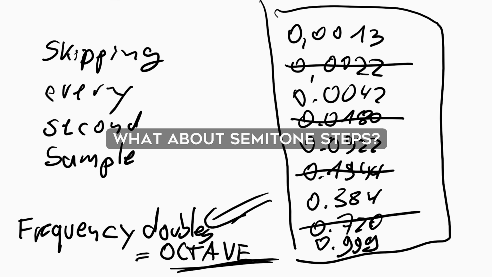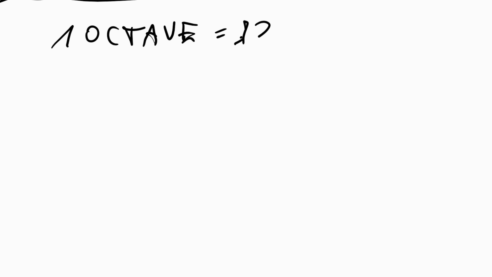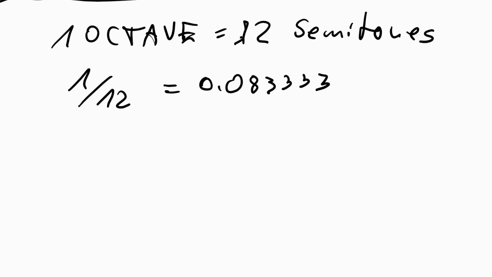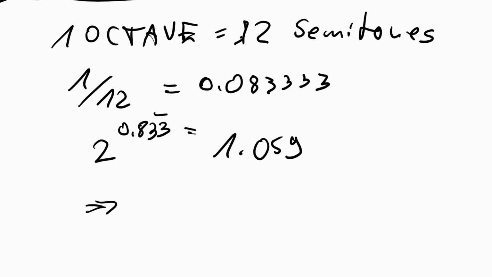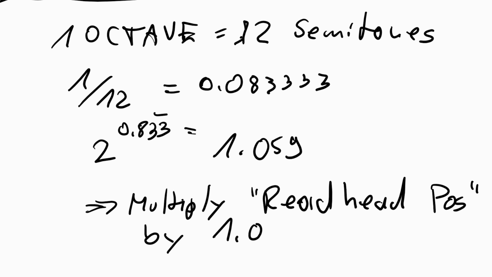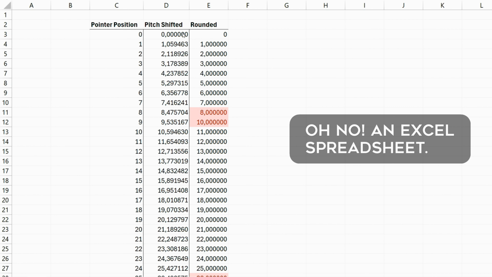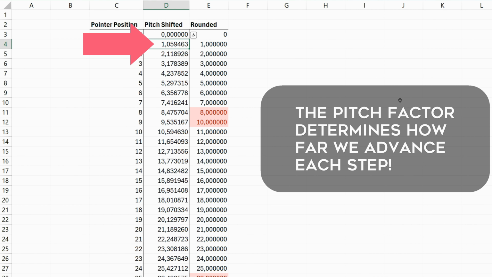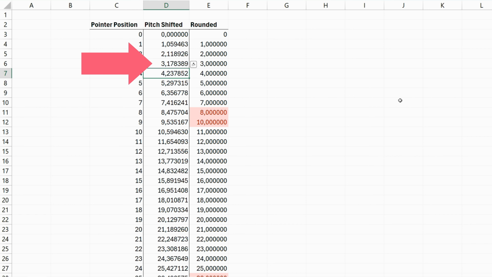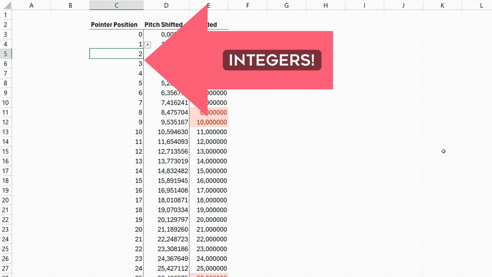So what about semitone steps then? For this we need to multiply the frequency by 2 to the power of 1/12. So for a pitch shift of 1 semitone, we need to multiply the position of a read head by 1.0594. So the first sample we read is at 0, the next one is at 1.0594, the next is at 2.118, then at 3.17, and so on. Now, as we are moving through the table, the line numbers are integers. 1, 2, 3, 4, 5, and so on.